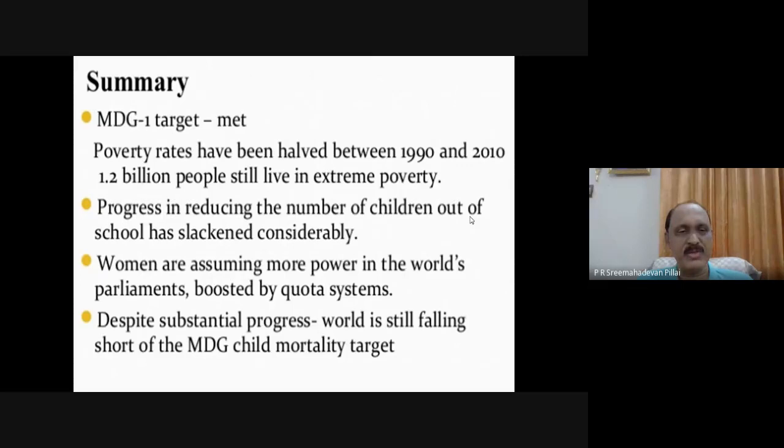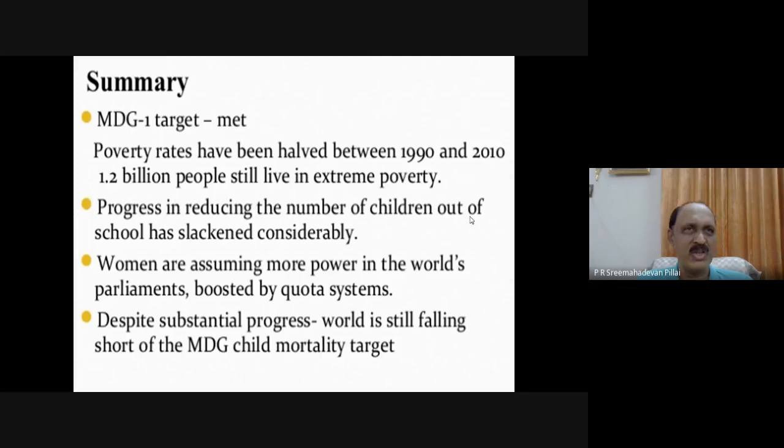Progress in reducing the number of children out of school has slackened considerably. That means more students are going to school. Then women are assuming more power in the world's parliaments, boosted by quota systems. That is true. Only in countries where quota has been given, women representation has gone up. For example, in India, in the Panchayat Raj system, 50% seats have been reserved for women. And that is why many of the Panchayat presidents are young girls or young women. That's a welcome move. But it's not implemented in any legislative assembly or even the parliament. So it's only a namesake.